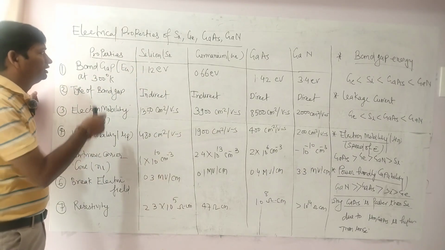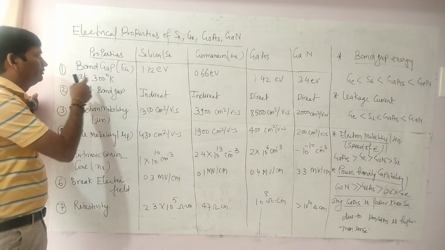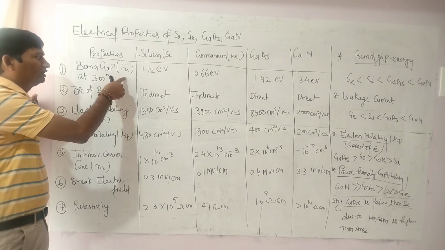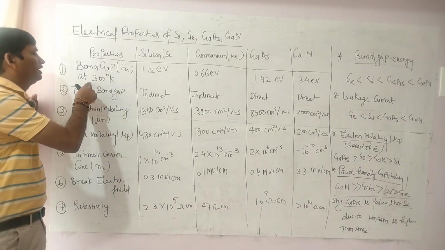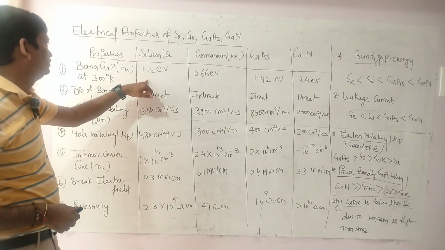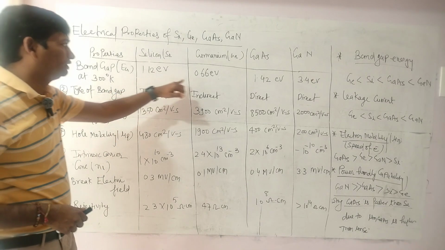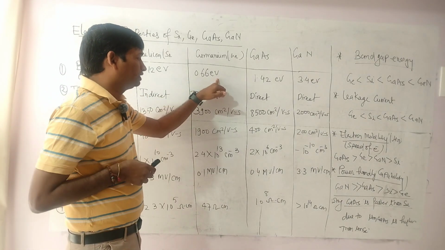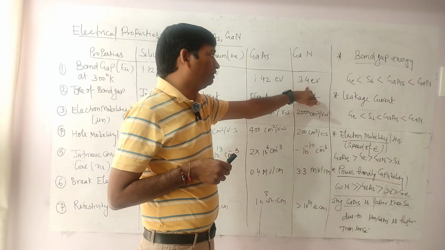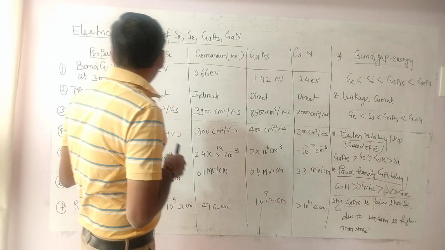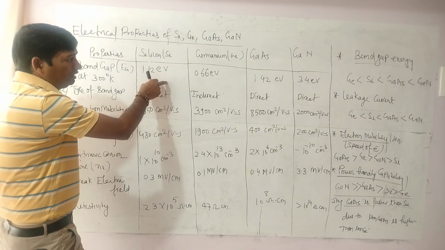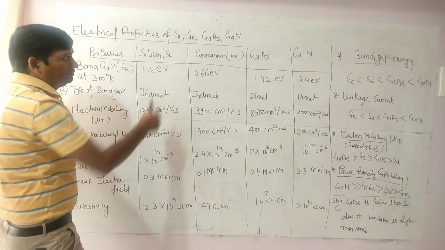The first property is the band gap at 300 Kelvin. Band gap means the energy gap, Eg, at 300 Kelvin. Silicon has Eg of 1.12 electron volts, germanium 0.66 electron volts, gallium arsenide 1.42 electron volts, and gallium nitride 3.4 electron volts. So according to electrical behavior, these four materials have band gaps like this.